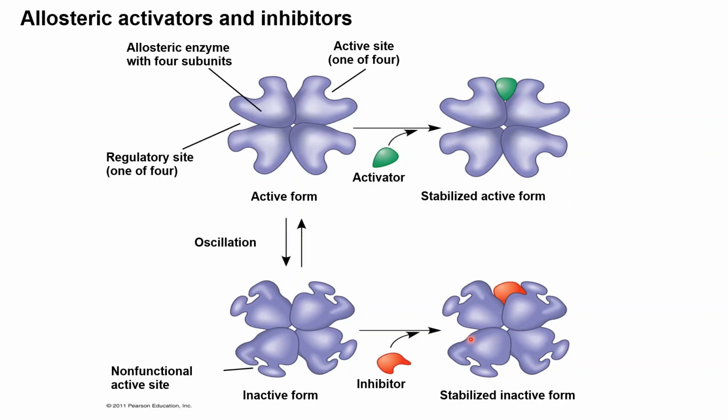A shape change in one subunit is transmitted to all others. Through this interaction of subunits, a single activator or inhibitor molecule that binds to one regulatory site will affect the active sites of all subunits.